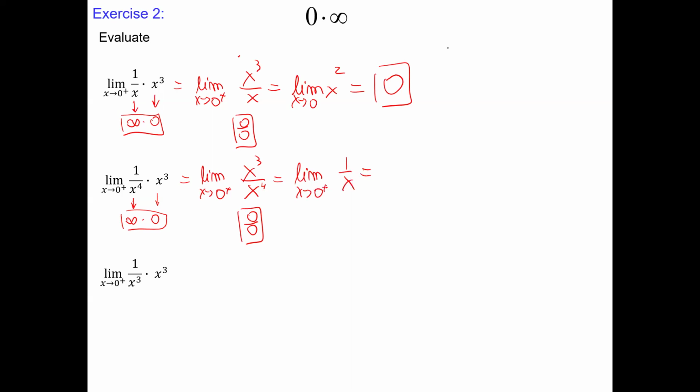It is 0 over 0, but we don't need extra fancy tools, just algebra. Oh, it's from the right. And 1 over a small number is a big number. We know that from the positive side it is positive infinity. And this one, I just wanted to show you, 1 over a small number is a big number. X cubed at 0 goes to 0.